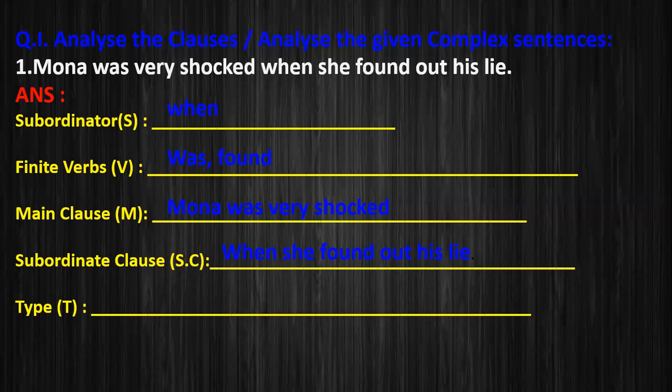So now is your third step. You have to ask the question what, when, where, how, which to the main clause, and you have to get the subordinate clause as your answer. So let's get started. Mona was very shocked. When was she shocked? Exactly. When she found out his lie. It's conveying the time. Hence, adverb clause of time.